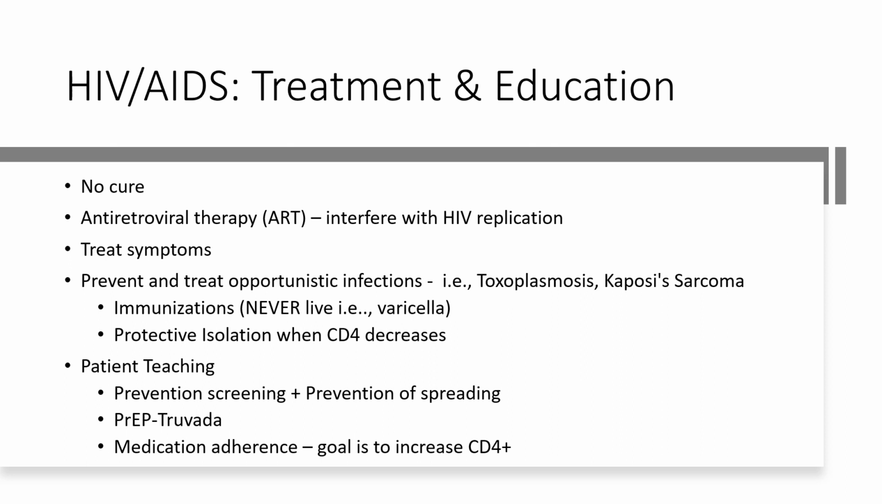If their CD4 is decreasing and they're getting to AIDS level, we need to put them in protective isolation. They need to avoid crowds and be in protective precautions, almost like a neutropenic precaution type situation.